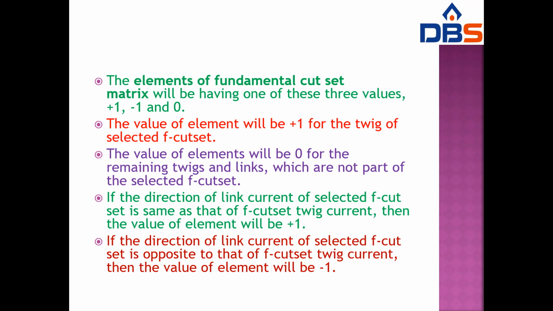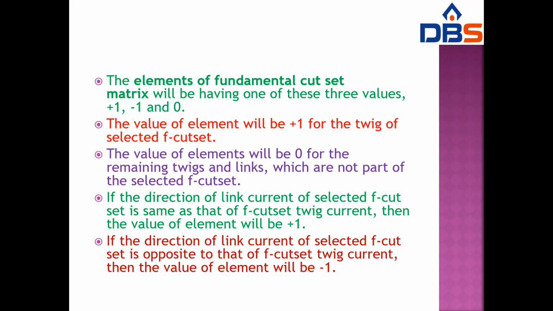Here also, the elements of the fundamental cut-set matrix will have one of three values: plus 1, minus 1 and 0. The value of the element will be plus 1 for the twig of the selected F cut-set. In the tie-set matrix, the value will follow whatever the direction is; the value of the link will be plus 1. Here, in the fundamental cut-set matrix, the value of the twig or tree branch is plus 1. The value of elements will be 0 for the remaining twigs and links which are not part of the selected cut-set. If it is not related to that part, then put it as 0.